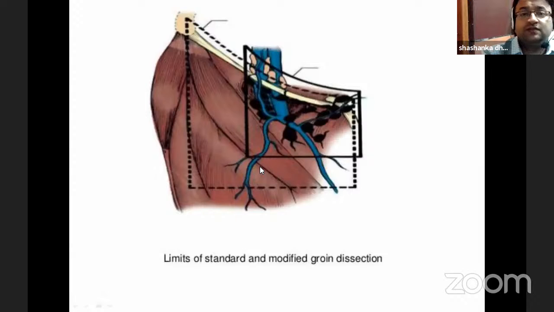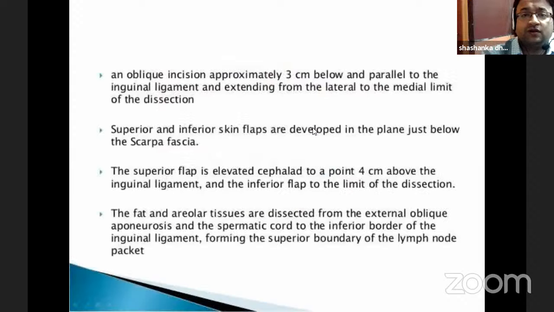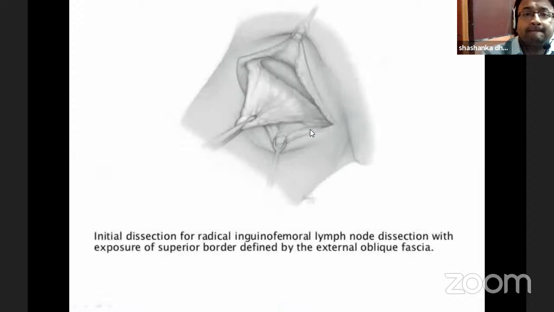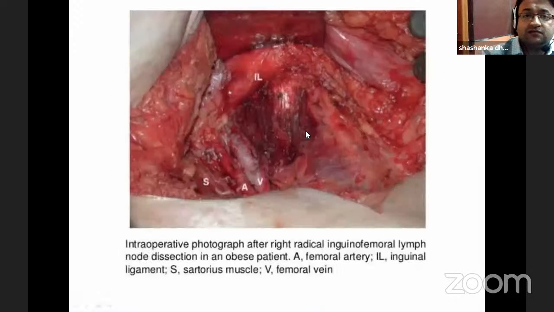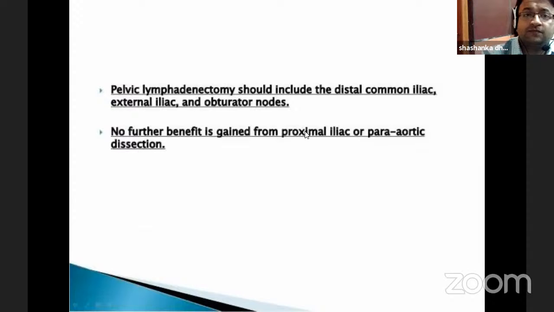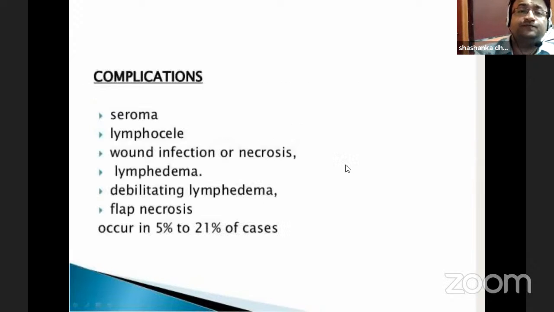So these are the two templates, the classic standard groin dissection and the modified dissection. I would not go into the detail of the surgical steps. I'll just move ahead with this. The pelvic lymphadenectomy should include the distal common iliac, external iliac, and the obturator nodes. And there's no further benefit gained by going further proximal in the iliac or para-aortic dissection.